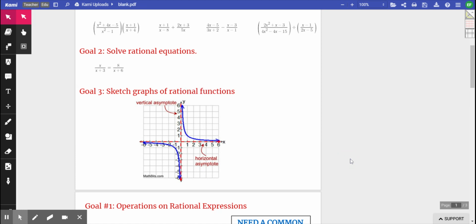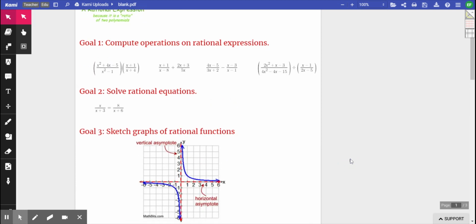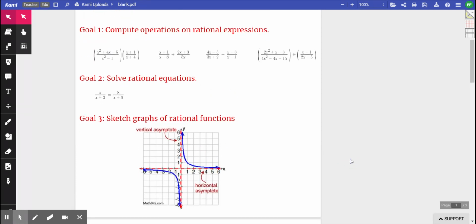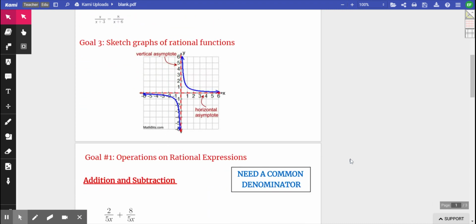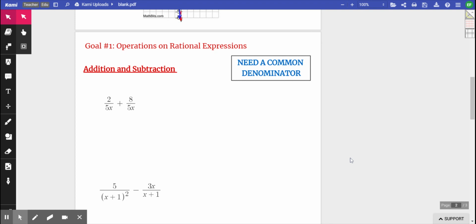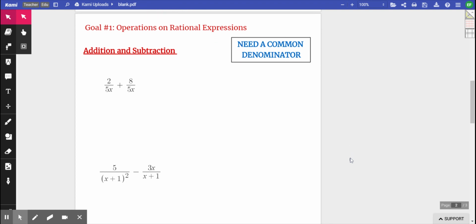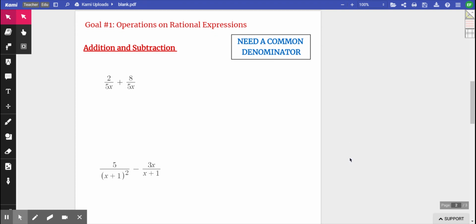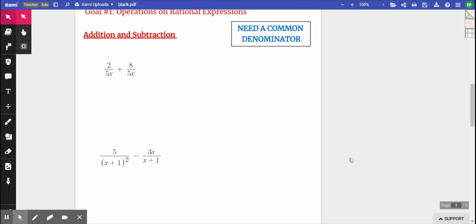All right, so let's not get too ahead of ourselves. We have 3 goals before the end of the unit and before the end of the school year. Woo, I know we're all excited for summer vacation. So let's get started. Goal number 1, operations on rational expressions. We're going to start off with just adding and subtracting in this video.